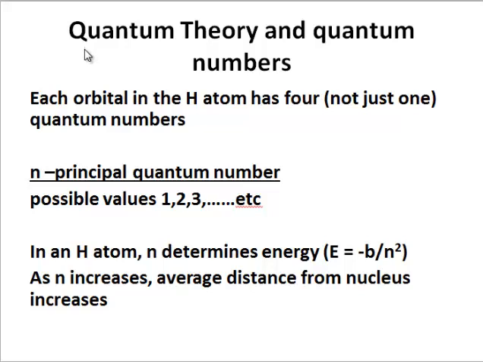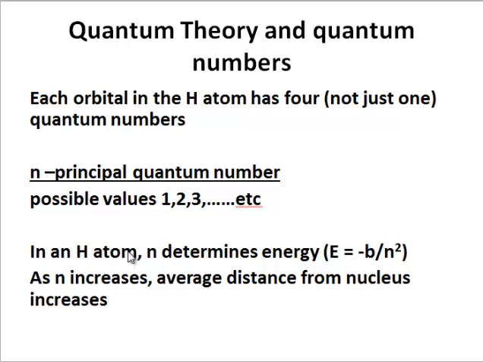The new quantum theory has 4 quantum numbers, not just one. Each orbital in the hydrogen atom has 4 quantum numbers. n is called the principal quantum number, and has possible values 1, 2, 3, 4, 5, 6, 7. This n looks a lot the same as the quantum number n, which we looked at last time in the Bohr theory.